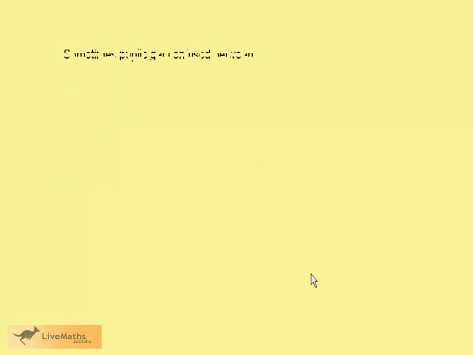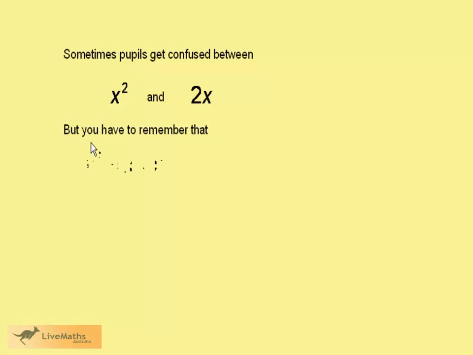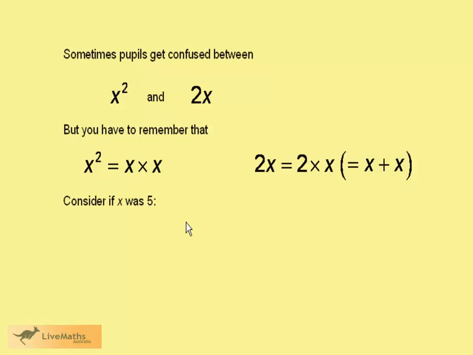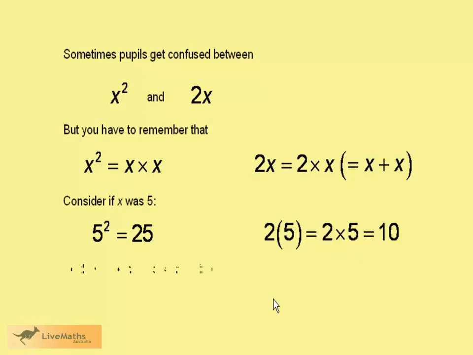I have known pupils to get confused between x squared and 2x. But you should remember that x squared means x times x, and 2x means 2 times x, which of course is x plus x. Consider if x was 5. 5 squared is 25, and 2 times 5 is 10. So these are not the same thing.